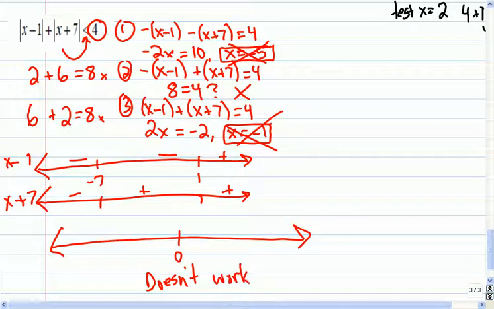We said there's no boundaries. That only leaves us one region to check. So it doesn't work in this region. So there is no solution at all. There's nowhere that this is going to have a solution that works.